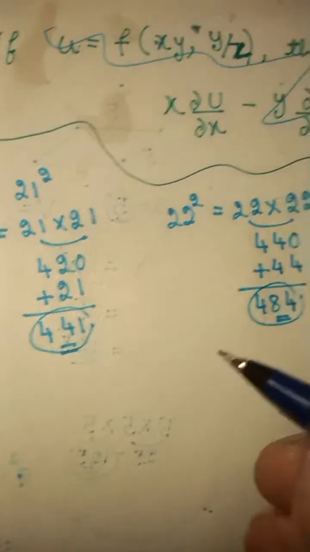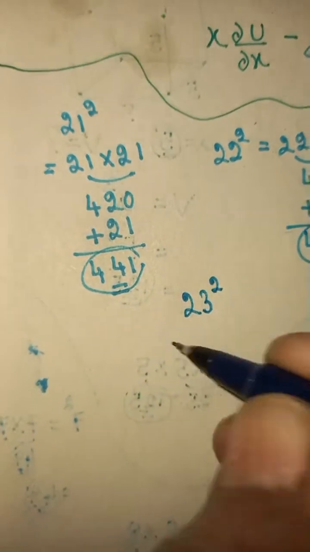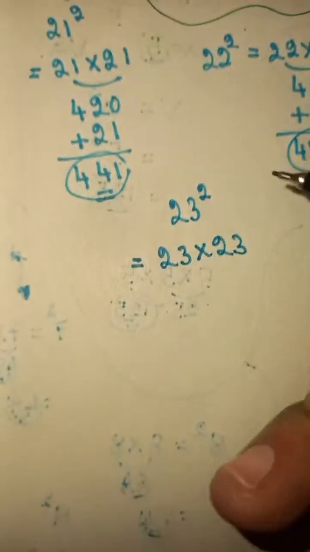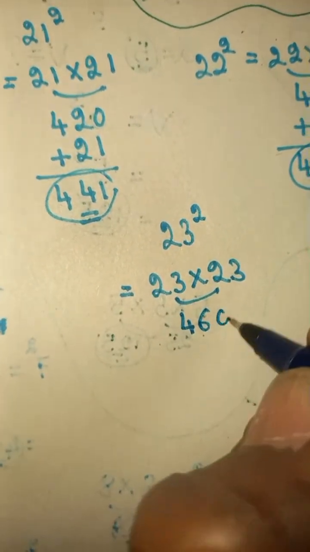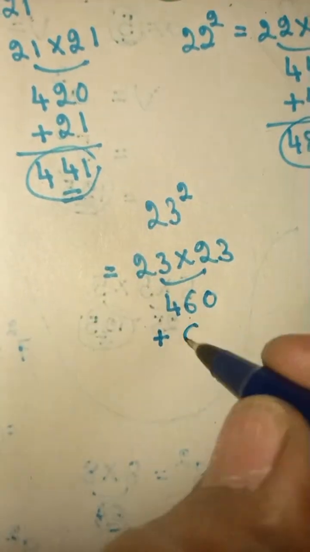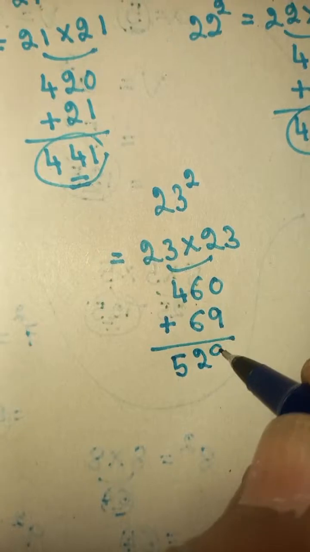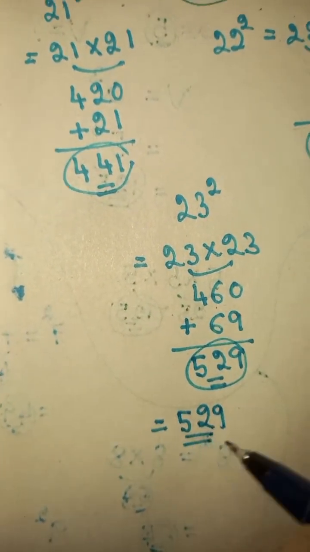Let's find out what is 23 square. This 23 square means it is going to become 23 times of 23. 23 times of 20 is equal to 460, plus 23 times of 3, which is equal to 69. Now if you add, you get it as 529. That's the value of 23 square, which is 529.